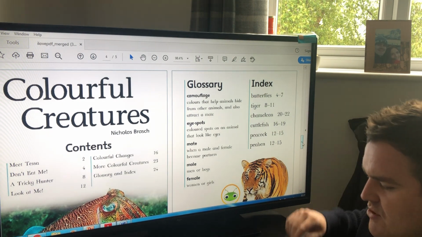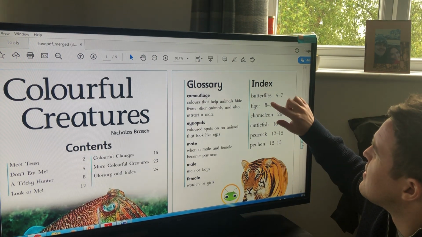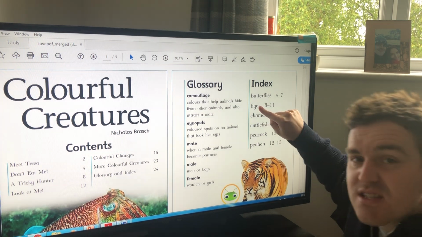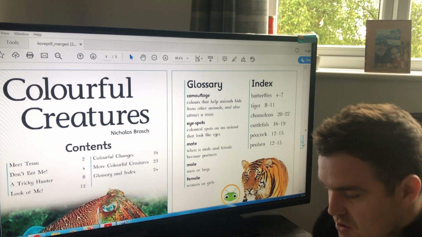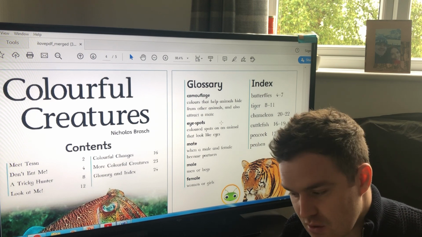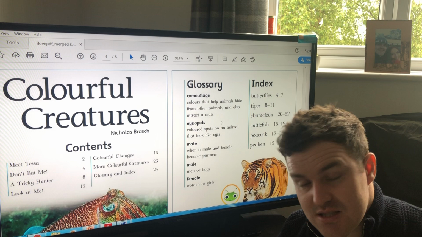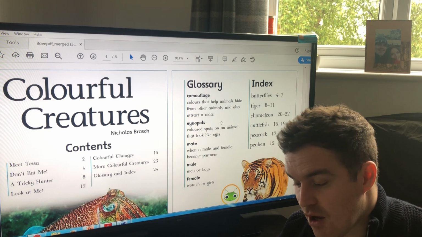This index actually is interesting because it's not in alphabetical order. It has Tiger in the wrong place. Whoever's done this has put this in the wrong order. So there are questions for each of those, and I want you to try and answer the questions in full sentences, just like yesterday. I hope you enjoy it.